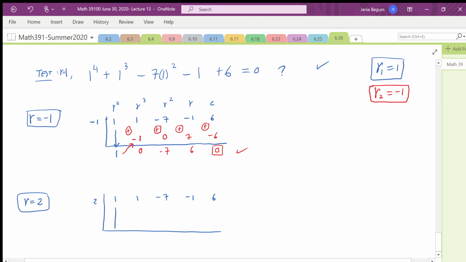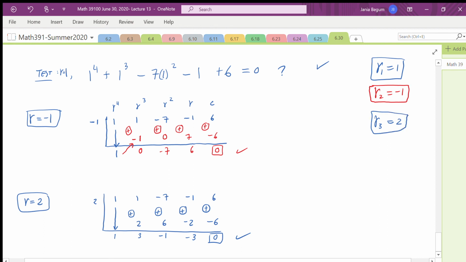Bring down the first coefficient and multiply with the r value you picked: 2 times 1, that's 2. Add them up, 2 plus 1, that's 3. Now we repeat. 2 times 3, 6. Add them up, you get negative 1. Then 2 times negative 1, that's negative 2. Add them up. What do we have? Negative 3. Then negative 3 times 2, negative 6. Add them up, 0. Great, so we have another one. R3 is 2.